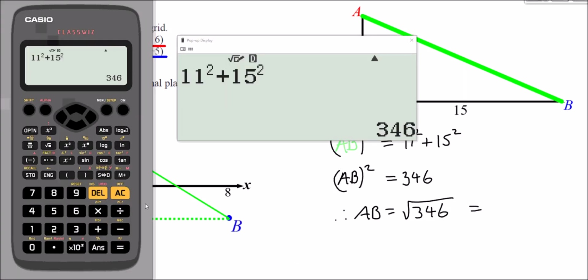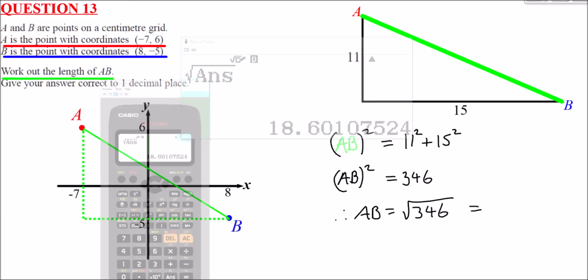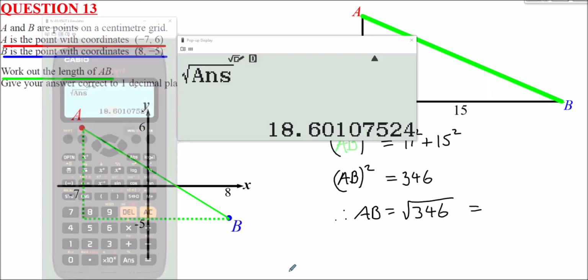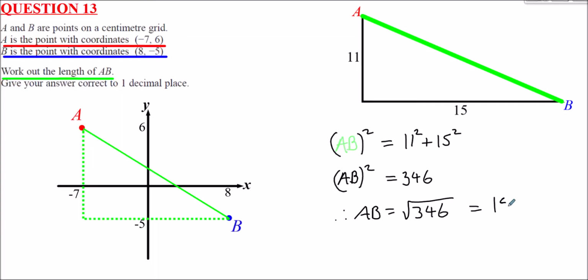So if we just go into the calculator and square root that answer, square root Ans, press equals, press S-D to get it into a decimal. And we want it rounded, it says, to 1 decimal place. So that's going to be 18.6. That 6 won't round up because it's only next to a 0. So it just stays as 18.6. And the units, because it's a centimetre grid, are going to be centimetres. Hence our final answer is 18.6 centimetres.